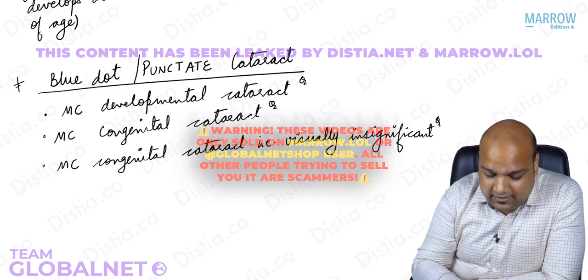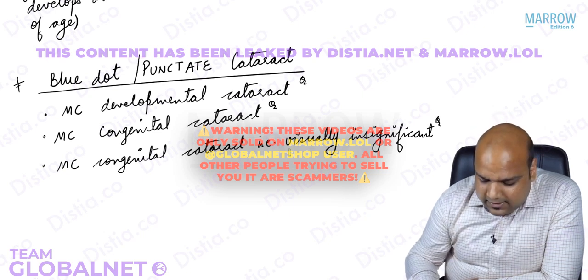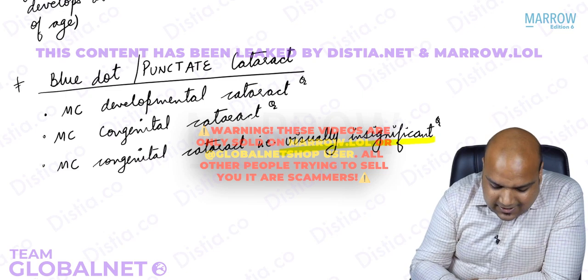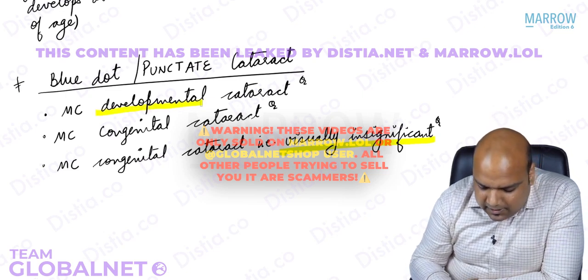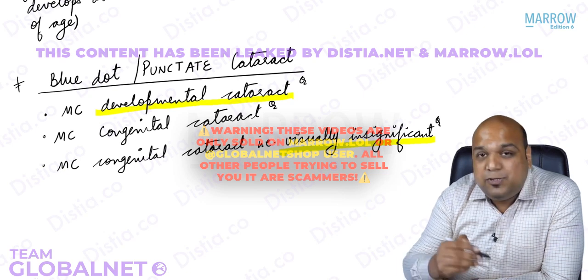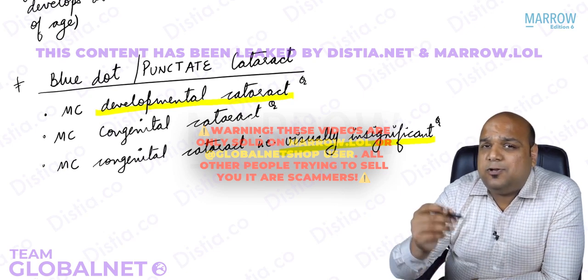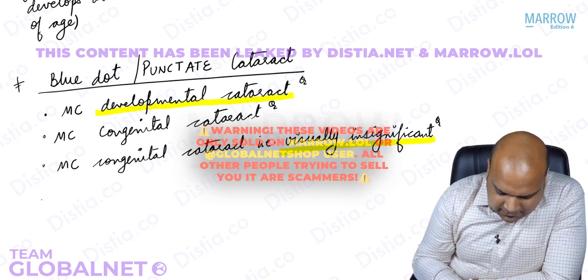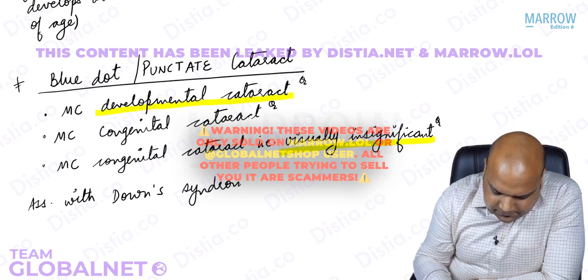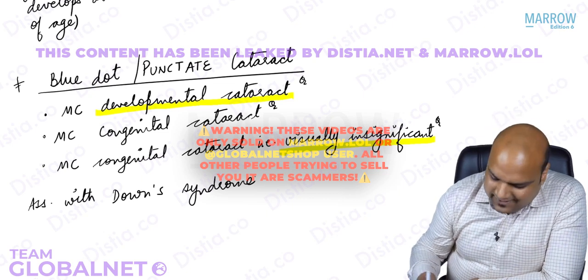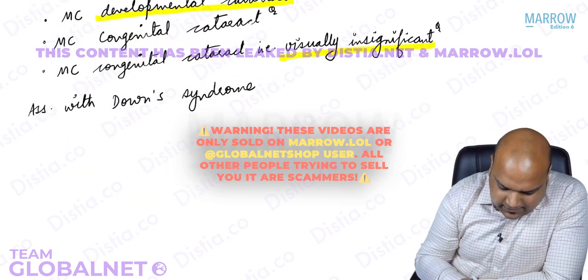Visually insignificant. I hope you understand the language here. Because it is a developmental cataract, guys, that is why we are saying it is causing minimal loss of vision, and thus it is visually insignificant, will not cause loss of vision. Also remember, blue dot cataract is most commonly associated with Down's syndrome. Okay guys, done. Now moving on to the next name, everybody.